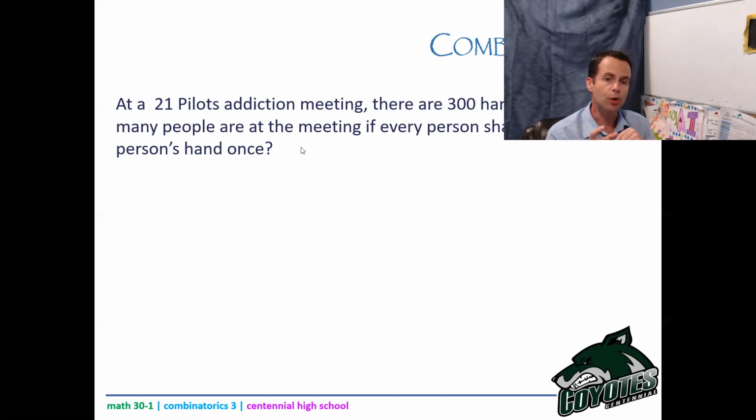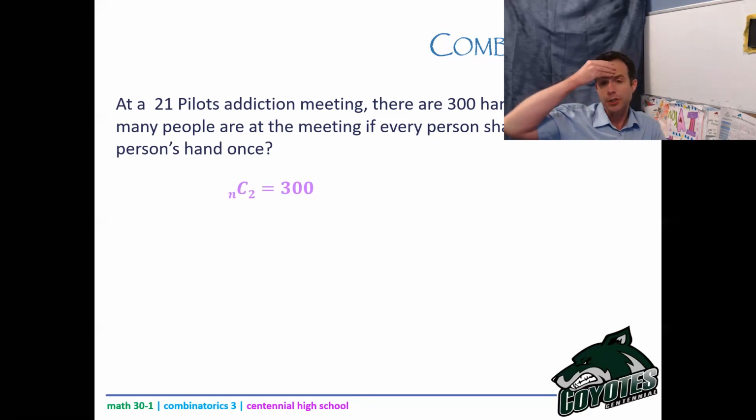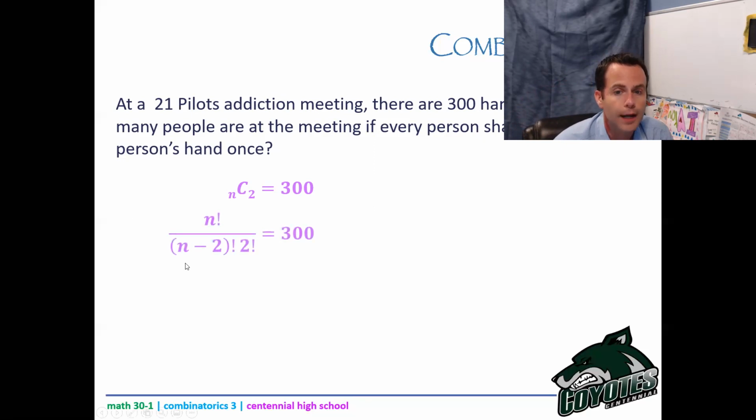What I don't know is the total people. So that's my n value, right? I know that I'm selecting 2 at a time because it takes 2 people to shake hands. And I know there's 300 handshakes. So what I know is n choose 2 equals 300. So now I'm going to go to my formula sheet. N choose 2, I'm going to break that down into what the formula says, which would be n factorial over 2 factorial times n minus 2 factorial equals 300.